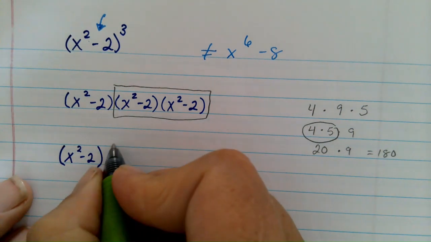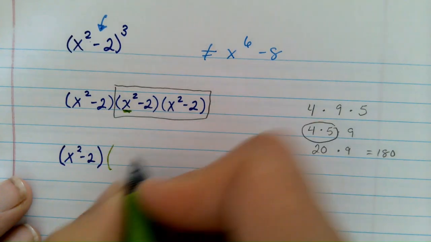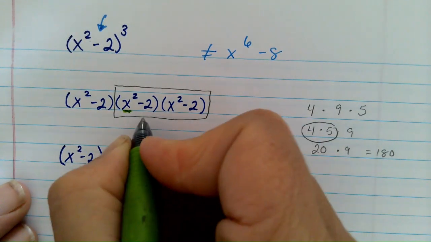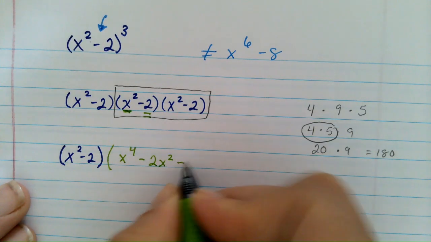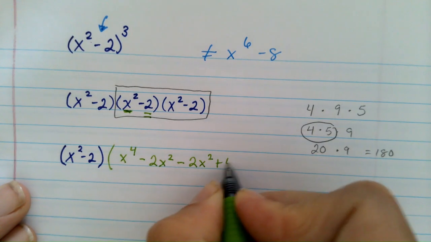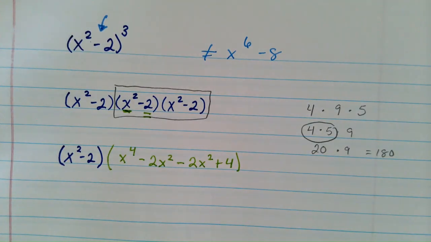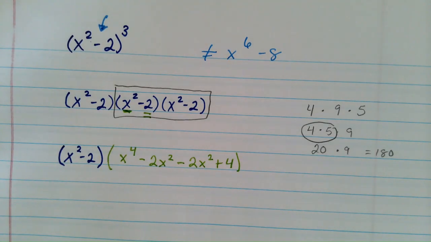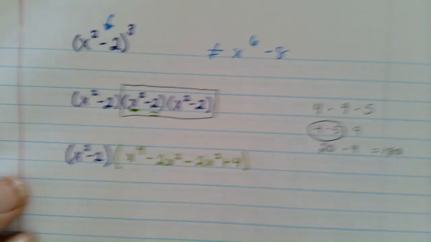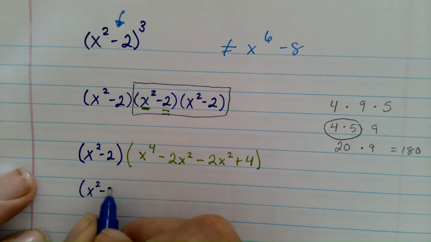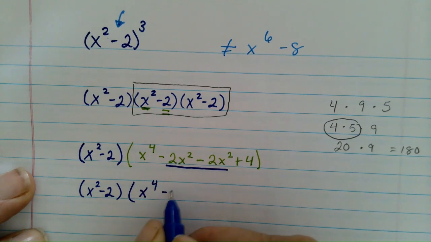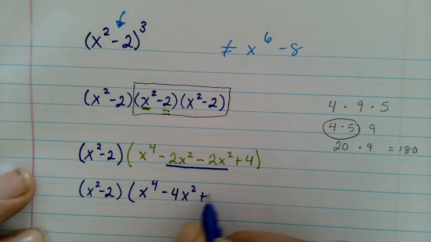And this time I'm just going to write it horizontally. So I'm distributing my x squared, so that'll be x to the 4th minus 2x squared. Now I need to distribute my negative 2. So negative 2x squared plus 4. And before I multiply again, because right now I have a polynomial with 4 terms, I'd rather turn that into a trinomial. So I'm going to simplify it. I'm going to write x squared minus 2. And when I combine like terms, I'll have x to the 4th minus 4x squared plus 4.